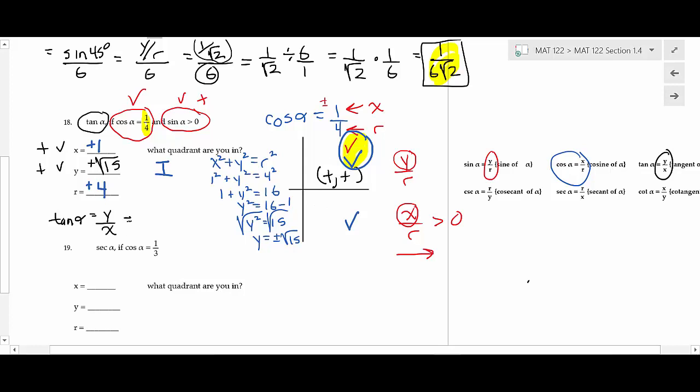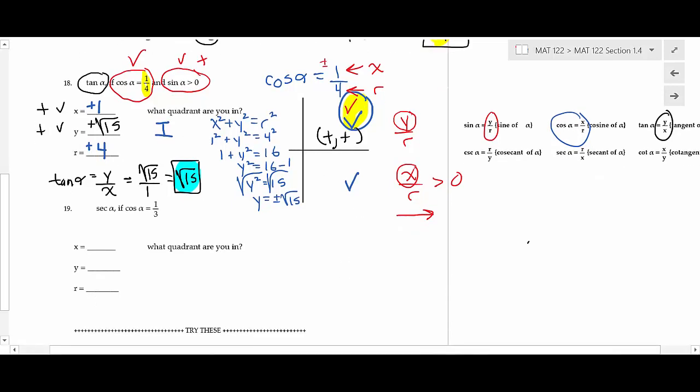So now we're ready to get the answer. The tangent's y over x, so y is square root of 15, x is 1. So we get for our answer square root of 15. So that is the final answer of the problem. Now I'm going to continue to go through the quadrants, and then I'm going to show you a way to reason this out when we finish up the section.